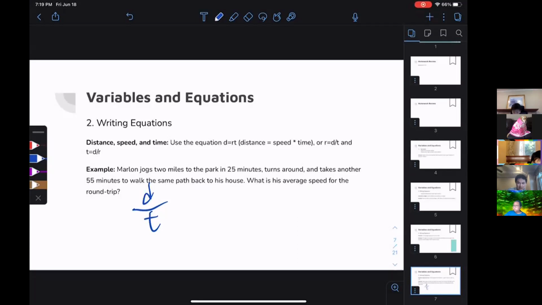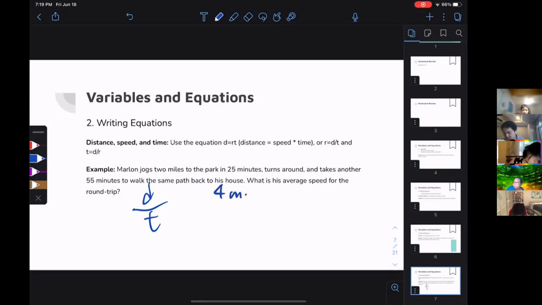All right, so I see Vincent, you've already gone twice. I see Matthew. Matthew, you can go ahead. So total distance is 4 miles since it's 2 miles to the park and 2 miles back. So it's 4 over total time, which is 25 minutes plus 55 minutes, which is a total of 70 minutes. So it's 4 over 70 miles per hour.